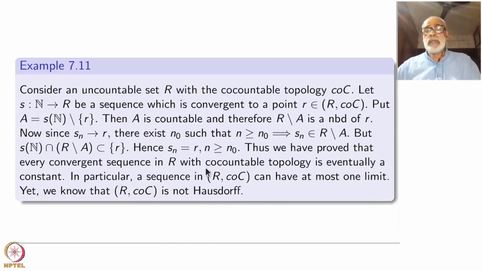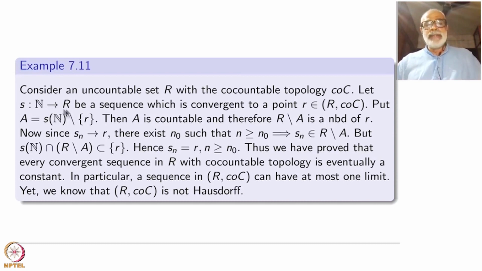In any case, I want to recall this example which you must have seen in part 1 already. Take an uncountable set, like the real numbers itself, with the co-countable topology. Remember, co-countable topology means what? A set is open if and only if its complement is countable. Or of course, it could be the whole space. The empty set is also allowed.